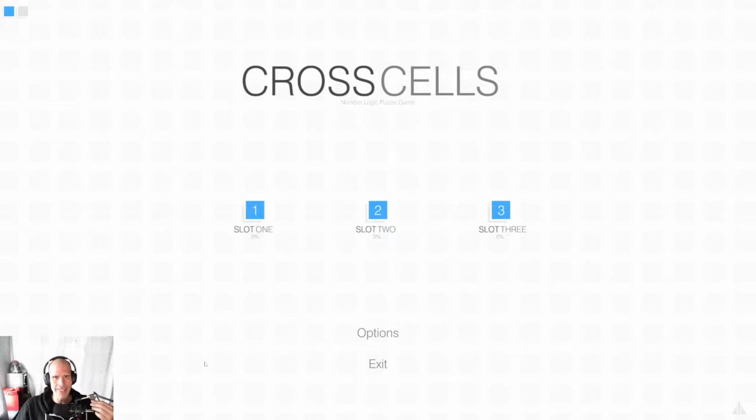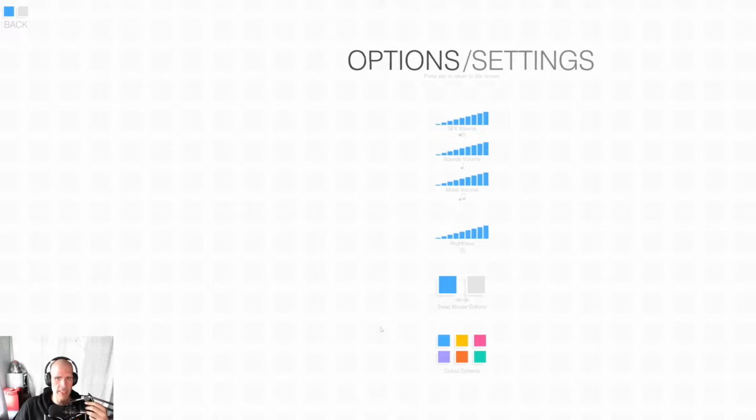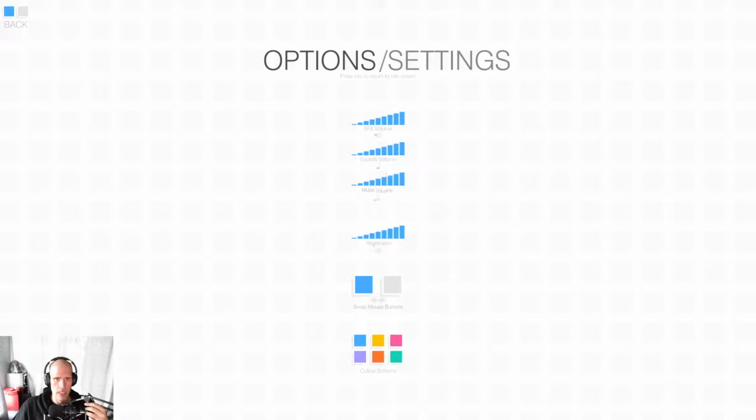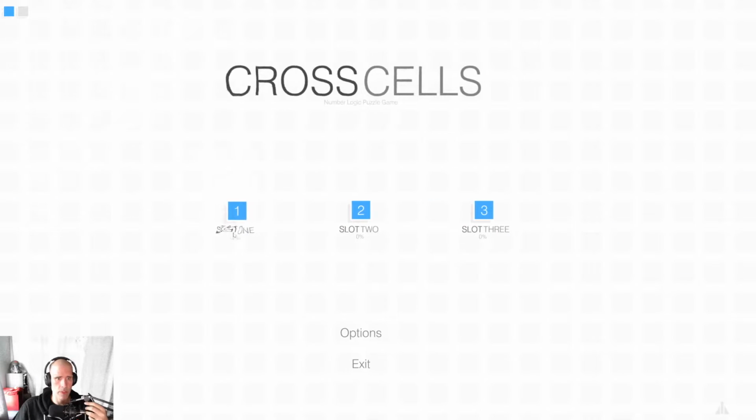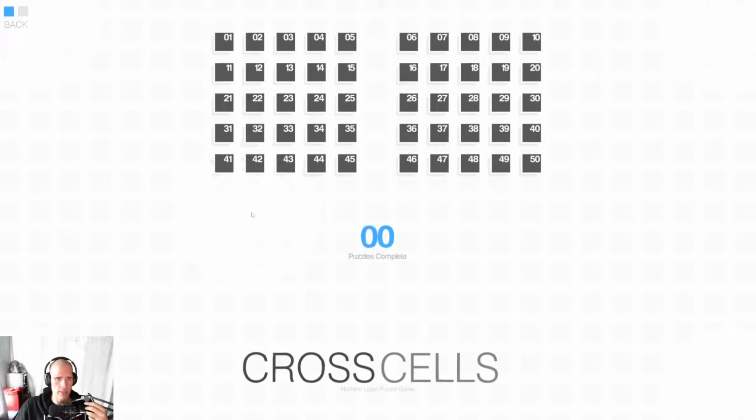We're playing CrossCells, a number logic puzzle game. As part of my Steam cleaning series, I go through every game in my Steam library, eventually, then arbitrarily rate and review them at the Weeble Playtime. I don't quite know what the game is. I pick these games out at random. So let's hop into slot one.